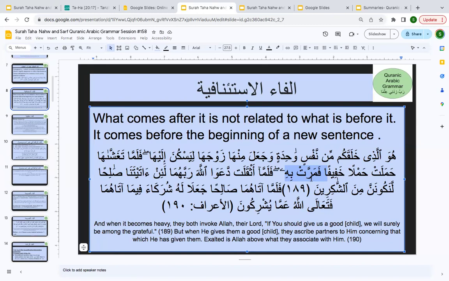So this one is giving you the sequence of events: first she got pregnant and she was light, and then she carried her pregnancy, and then eventually when she got heavy with the child, then they both made dua to their Rabb, and then the dua comes. Okay, is this clear so far?